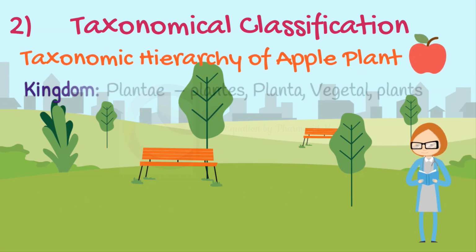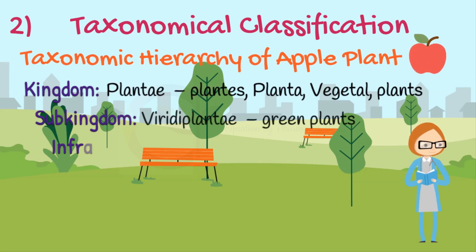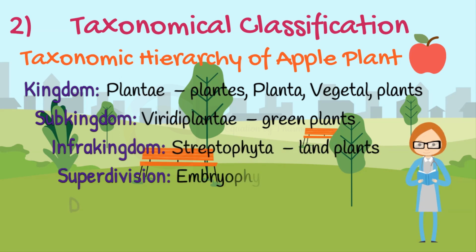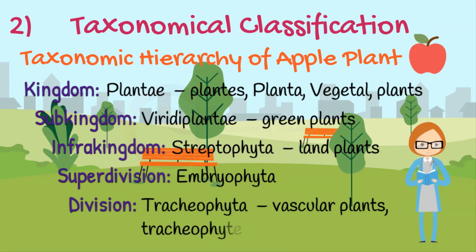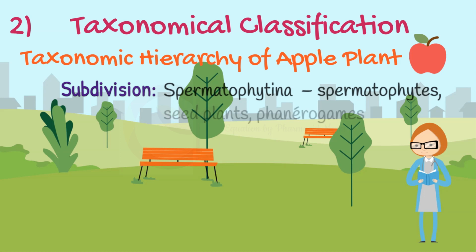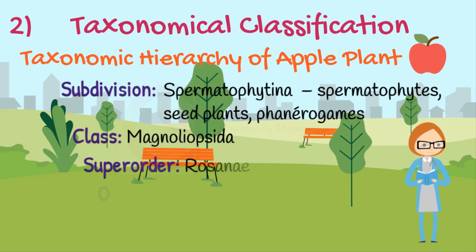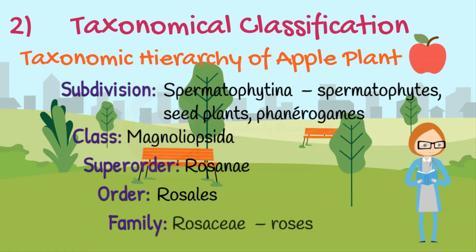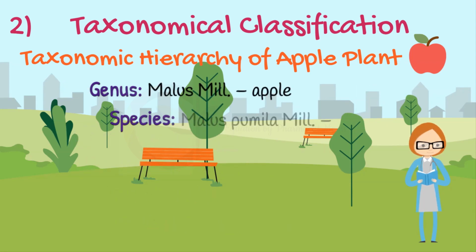Let's discuss the taxonomical classification with the example of apple plant. Kingdom, Plantae. Subkingdom, Viridiplantae. Infrakingdom, Streptophyta. Superdivision, Embryophyta. Division, Tracheophyta. Subdivision, Spermatophytina. Class, Magnoliopsida. Superorder, Rosanae. Order, Rosales. Family, Rosaceae. Genus, Malus Mill. Species, Malus pumila Mill. So, the scientific name for apple is Malus pumila.